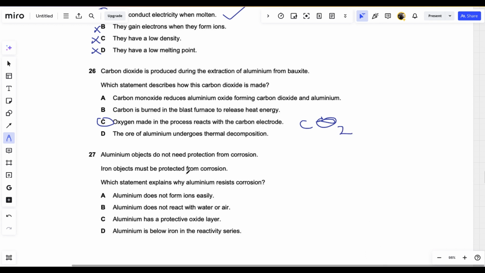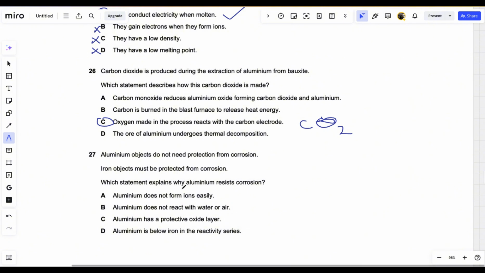We go to the next one, 27. Aluminium objects do not need protection from corrosion. Why is that? Iron objects must be protected from corrosion. Yes, iron must be protected from corrosion.